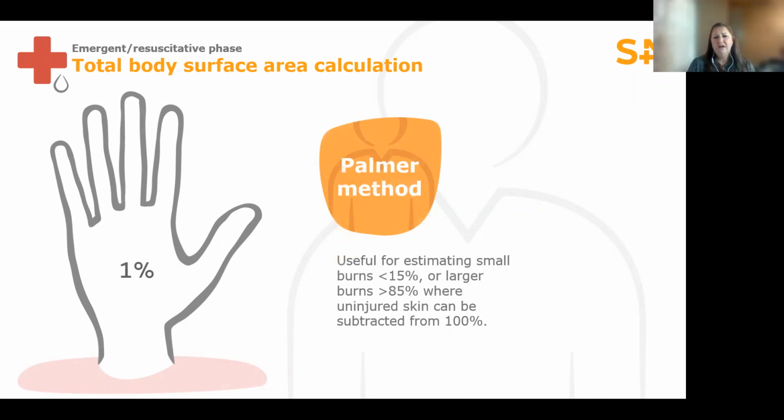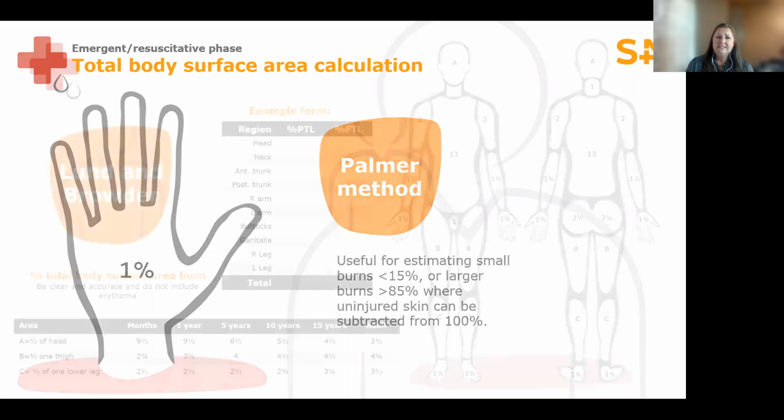So the Palmer method, I call this the down and dirty. What I might use this for is if you hold up your hand, it is 1% total body surface area of yourself. So it's relative to the person. And if I go down as a burn nurse to the ER and I clean the patient up a little bit and I need a quick number, I might use that Palmer method to get a good idea of the surface area.